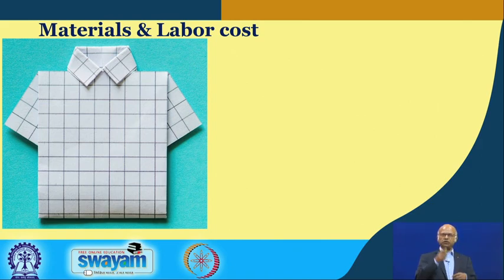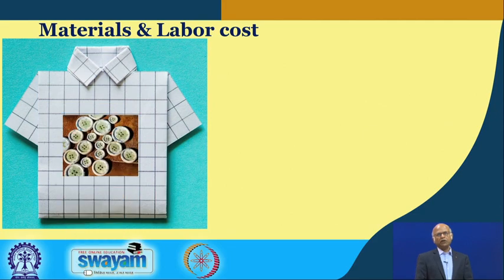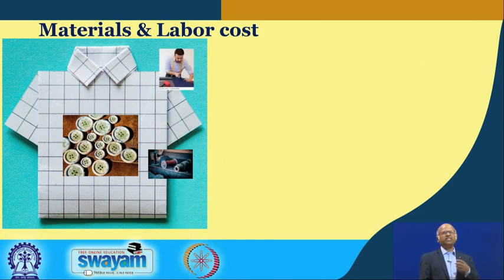So, for one shirt you need this amount of fabric. For one shirt you need this many buttons. You need this much of threads and other consumables. You need a labor to stitch that. So, for every shirt you may have an agreement that per shirt I am going to pay you this amount of money. So, for one shirt these are the expenses.